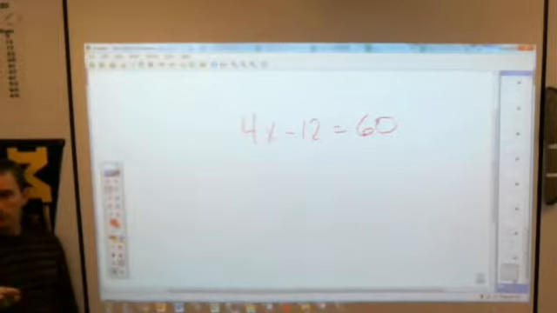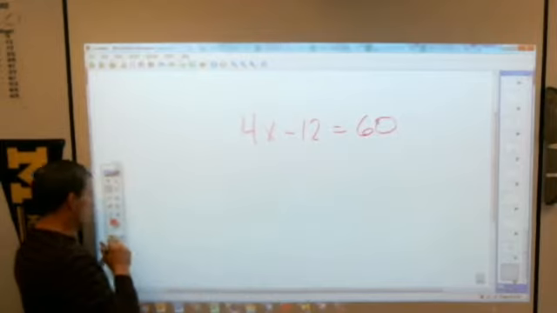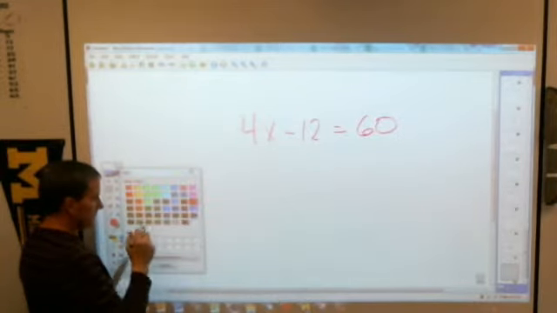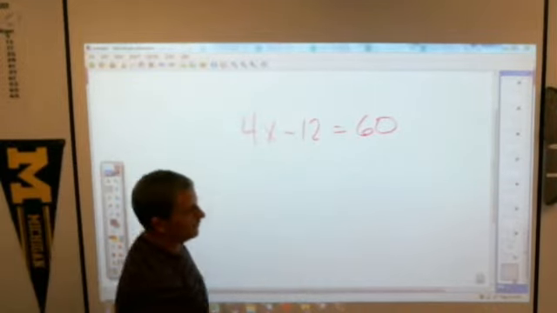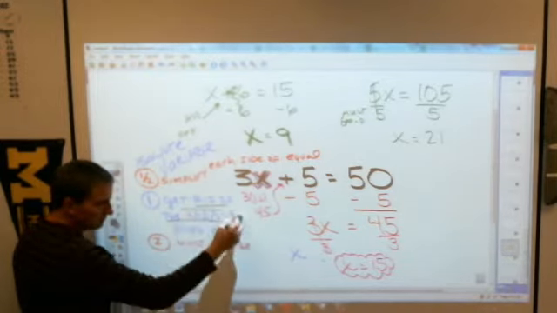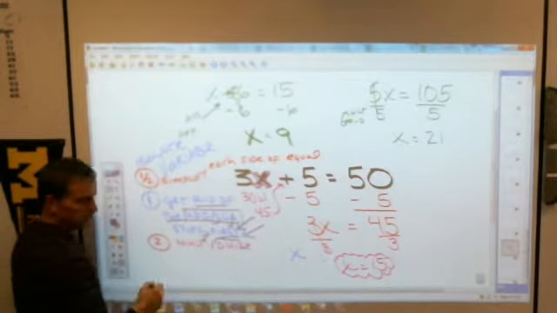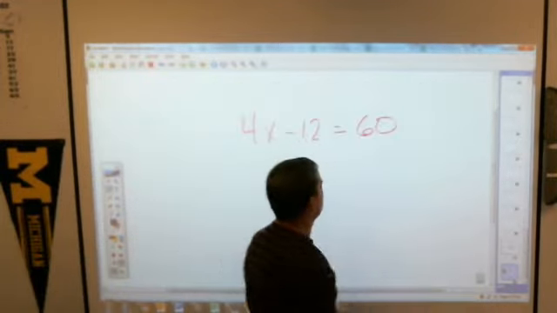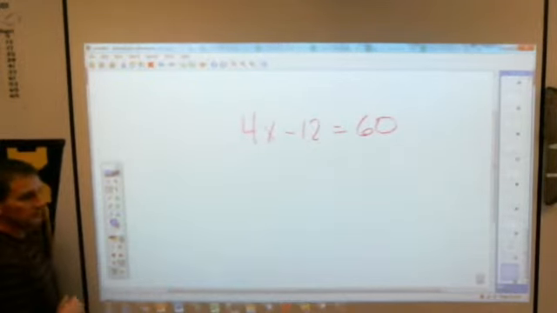First thing you should do is isolate the x, Joseph. I want to get the x by itself. That means I've got to get rid of the 4 and the minus 12. The first one I'm going to do is the 12. I do need to get rid of the 12. How am I going to get rid of the 12, Emily? Do the opposite.